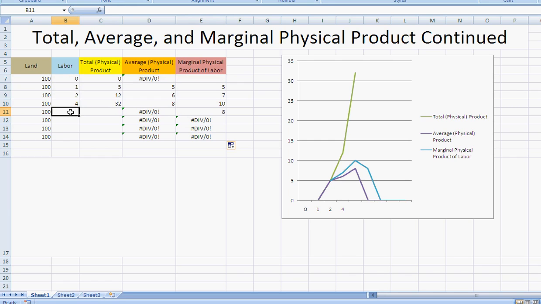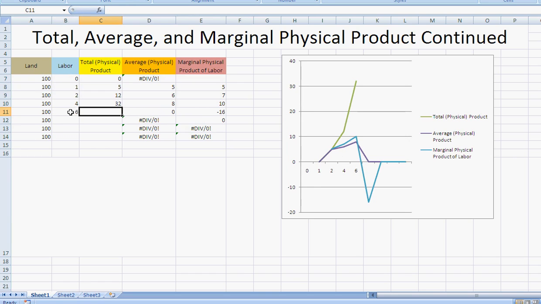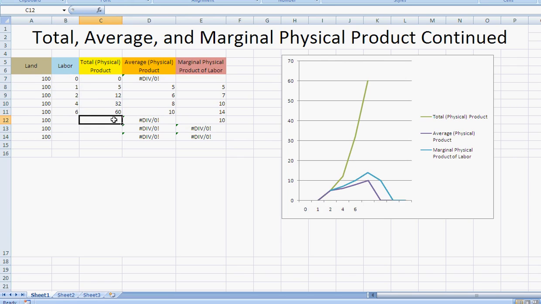So if labor is 6, and just ignore what's going on in the graph for now, it'll all work out when we're done, let's say that total physical product jumps up to, I don't know, let's pick 50. No, let's do 60. And that's all that we need to put. You'll see that our average physical product is 60 divided by 6, which is 10. And our marginal physical product is 14.